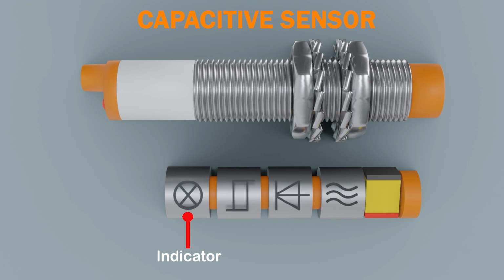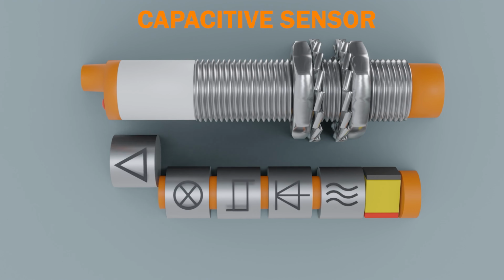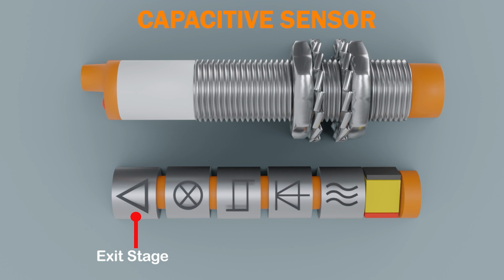Indicator. It can be a visible component or an electrical output that indicates the detection of the object. It may be a light-emitting diode. Exit stage. Provides an output signal that informs other devices about the detection of the object or the proximity of the sensor.